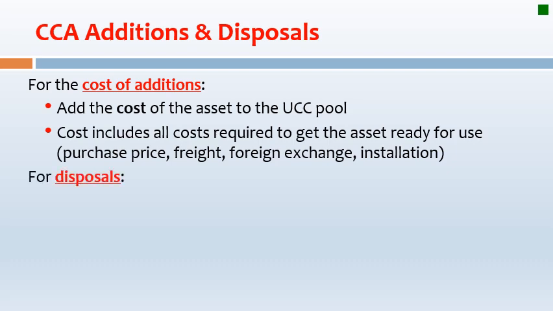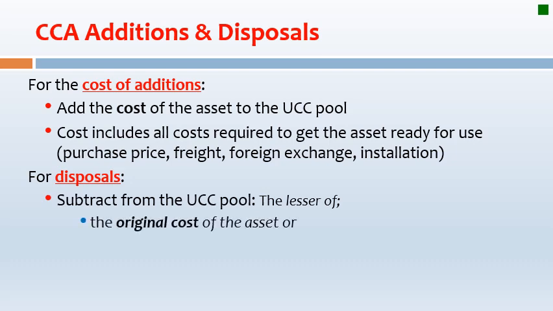The disposals are a little different. When we're removing assets from one of these pools, the amount that is deducted is the lesser of two numbers. One number, the first, is the original cost of the asset. So you're going to need to know the original cost of the asset when you're disposing of it, or the proceeds on the sale of the asset, meaning what did you get paid when you sold the asset? What amount did you receive? So from the UCC pool, you're going to deduct the lesser of cost or proceeds, whichever is the smallest one.